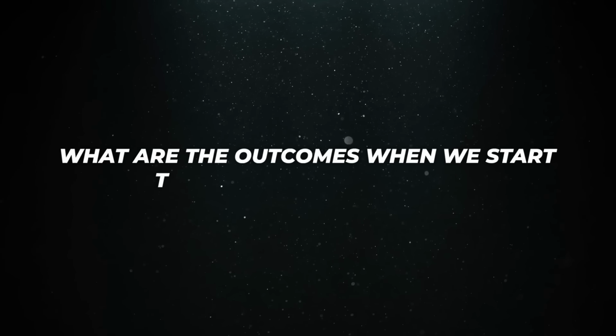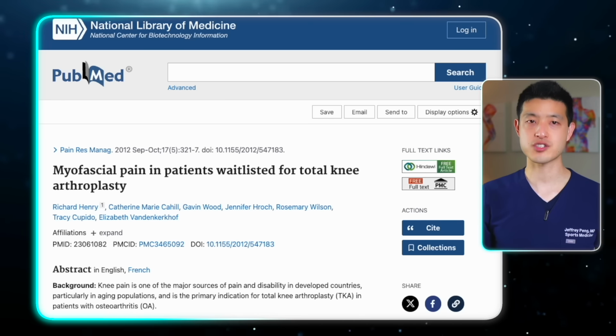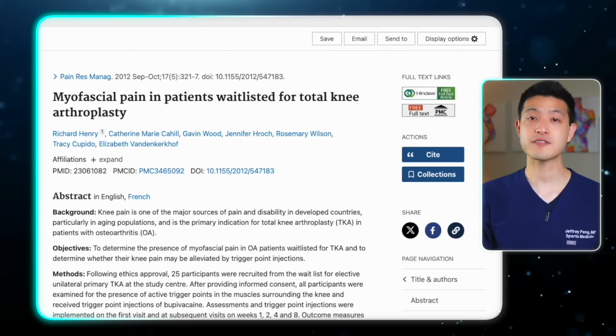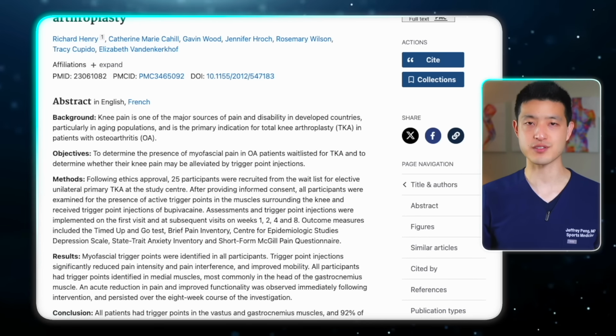So there is pretty good literature data that people with knee arthritis have myofascial trigger points in the muscles around their knee. But what are the outcomes when we start to treat these muscles? This study looked to answer that question. They enrolled people with knee osteoarthritis who were waiting for a total knee arthroplasty, also known as a joint replacement surgery. The authors wanted to know if these patients would get pain relief if the muscles around the knees were treated with trigger point injections.